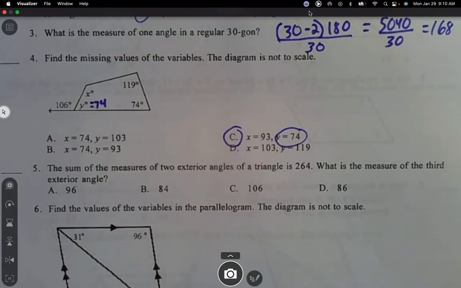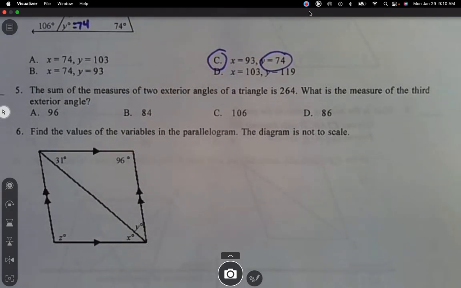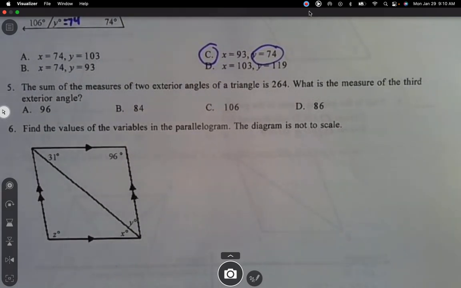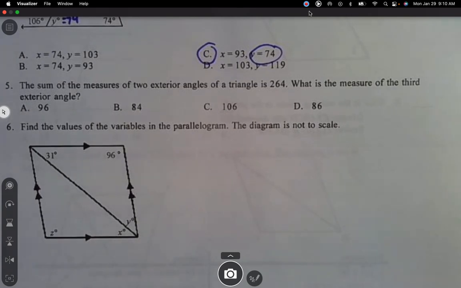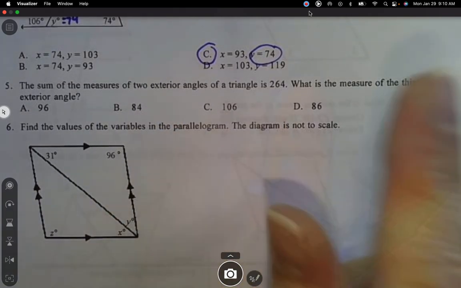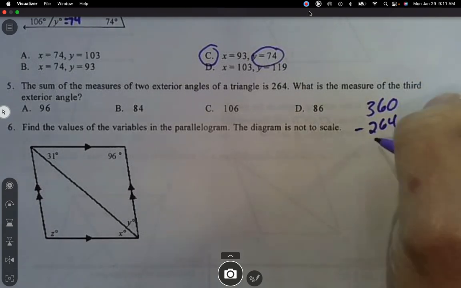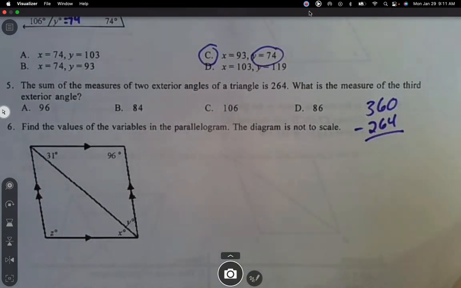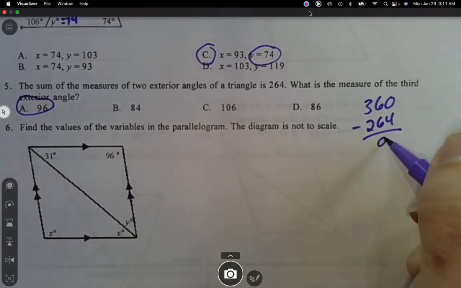Okay. Then we get to exterior angles. Exterior angles always add up to 360. It doesn't matter if there's 30 exterior angles or 3 exterior angles. They always add up to 360. So it says 2 of them add up to 264. So to find the third one, I just subtract, right? What is 360 minus 264? 96. Okay?